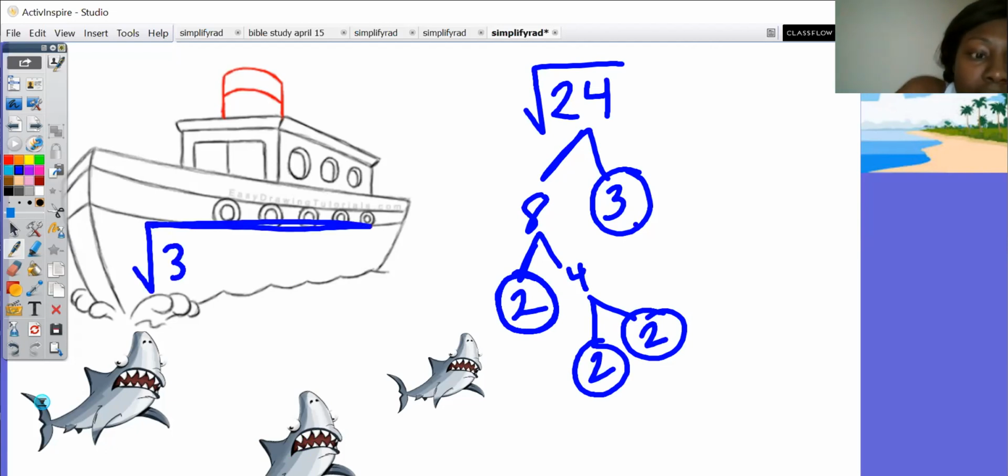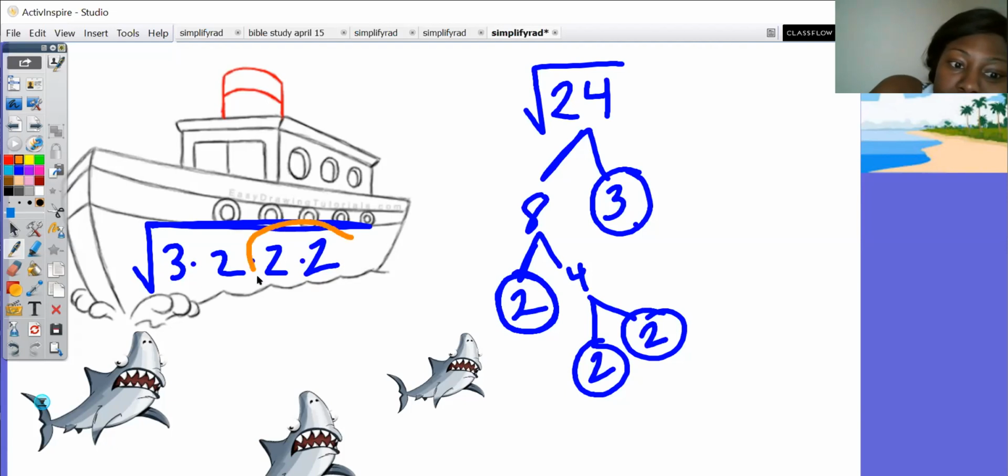I got a 3, and how many 2s? I got 3 2s, all right? So remember the rule. They are going to try to swim to the island. However, there's only 2 at a time, and you have to be the same number. So which numbers can try to escape?